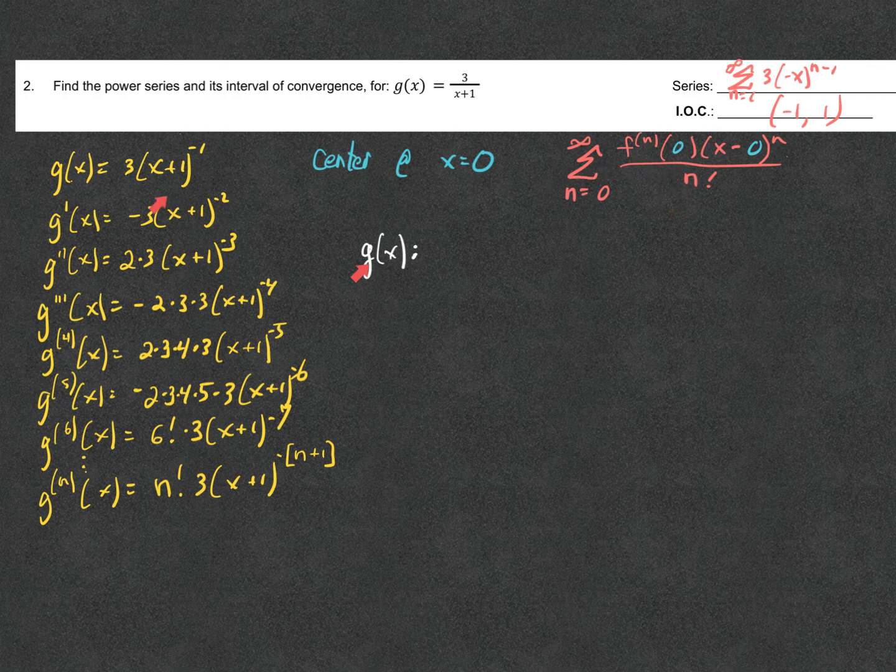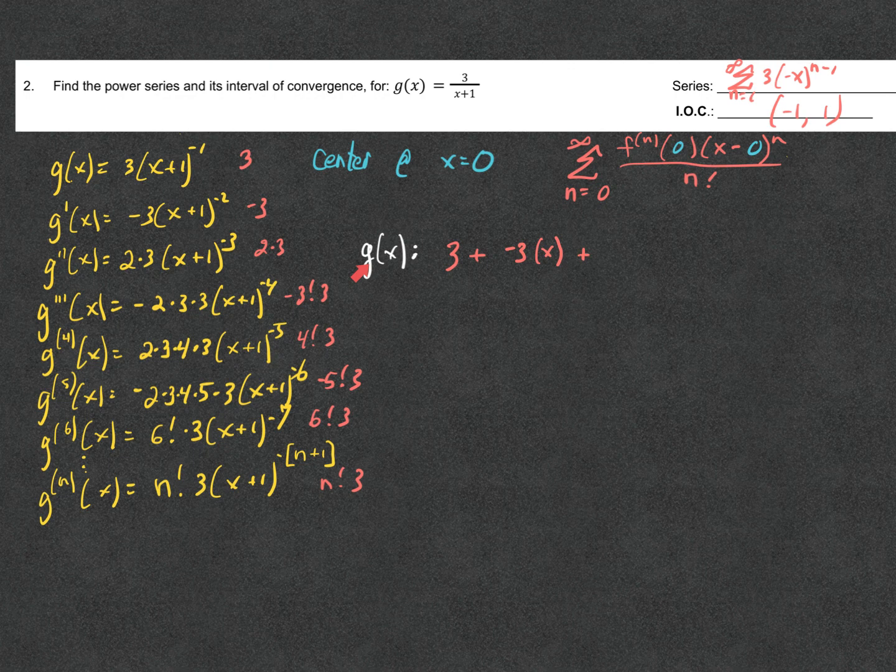All right, when x is 0, what are all these values equal to? Substituting in 0 for x, all of these factors are just 1, so we're left with just 3. G's derivatives at x equals 0 are these values for the first 6 derivatives and the general case. Therefore, the series will be, when n is 0, we have just f of 0, in this case g of 0, the function at 0, which is 3. Then when n is 1, we have the first derivative, which is a negative 3, times x minus 0 to the 1 power over 1.